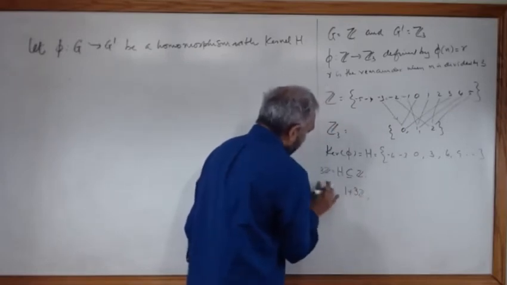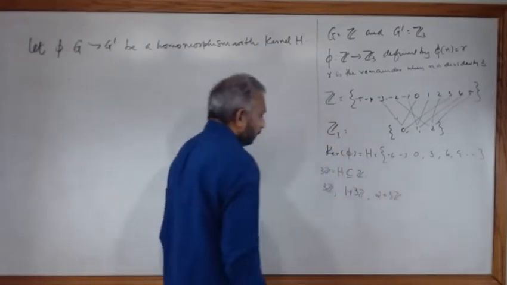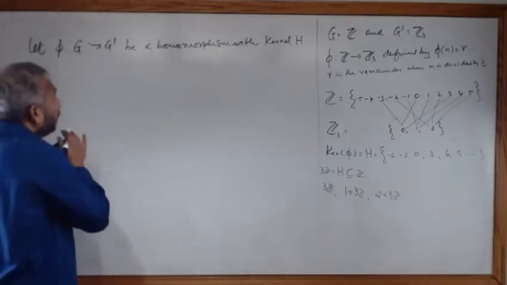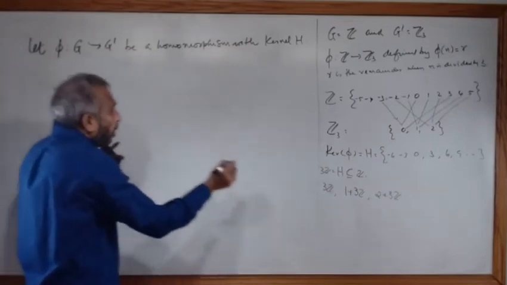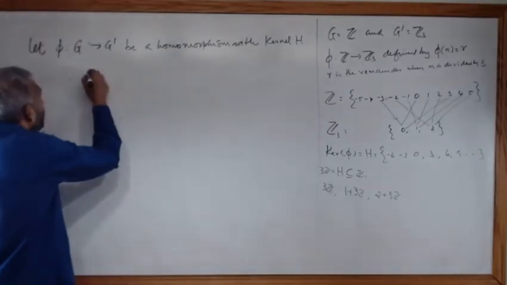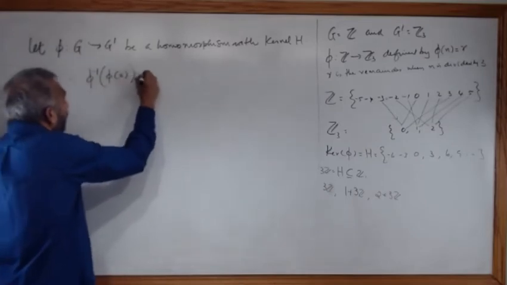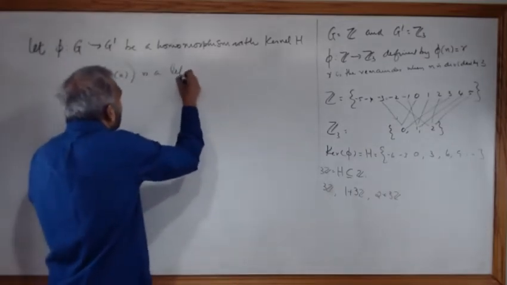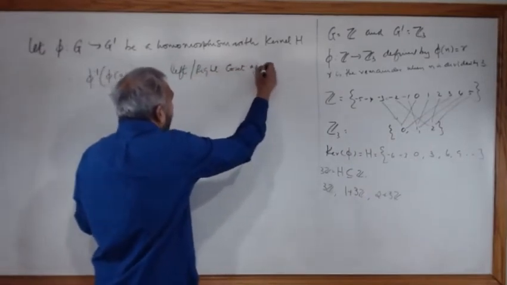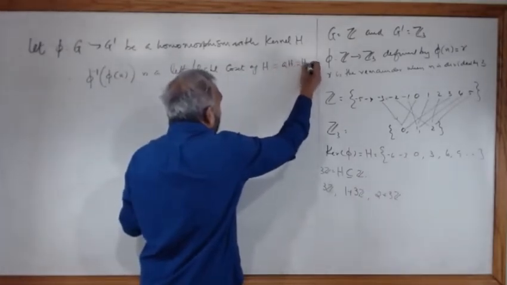This is H. See, 3Z, 1 plus 3Z, 2 plus 3Z. So that is what we are going to do here. The way we are going to get this coset is like this. We know that phi inverse of phi of a is a left or right coset of H, and that is equal to either aH or Ha.